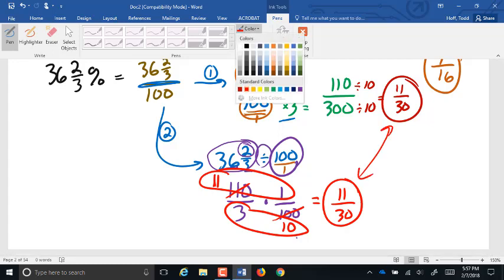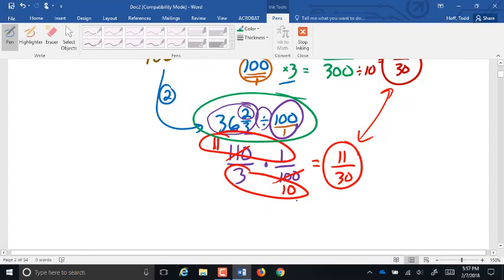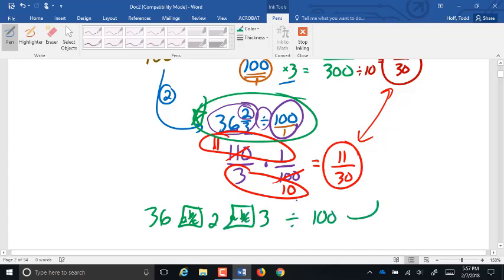Now you might be looking at this saying, well, that was a lot of work to divide that out, and it was. But the reason I say it was more reliable is it didn't require you to find a common denominator or anything like that. And the other reason is, if you have the fraction calculator, that one will do it. You just do the 36, ABC 2, ABC 3, hit divide, 100, and your calculator will spit out 11/30. Any questions so far?